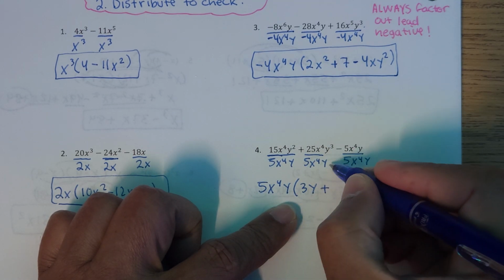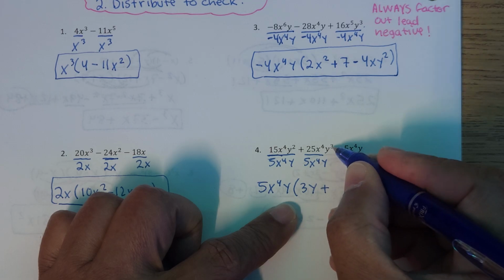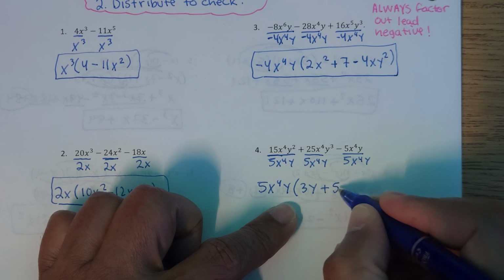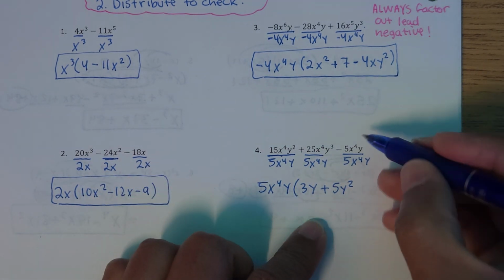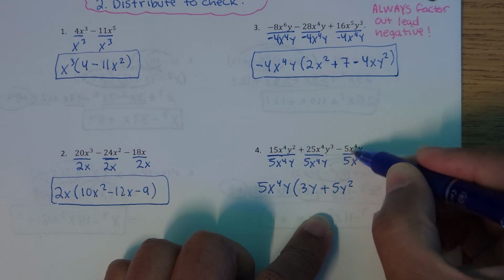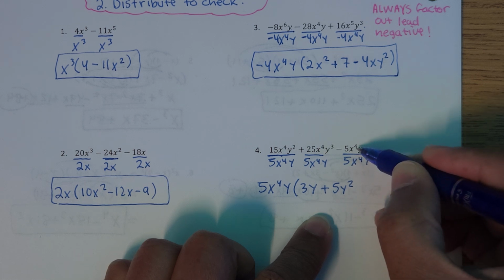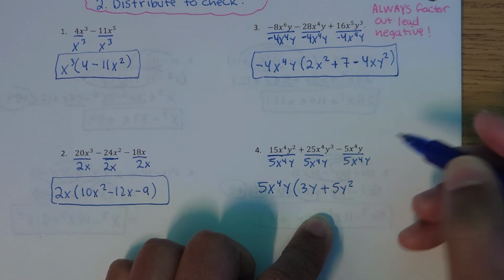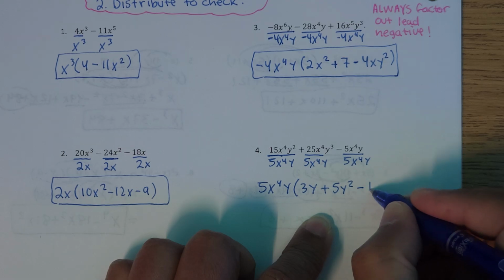Plus from here, we have y to the 2nd left, right? So for this one, not only y to the 2nd, but also 5. So 5 times y to the 2nd power. And from this one, this is where you need to be careful. When you divide 5x to the 4th times y by 5x to the 4th times y, then that just gives you a 1.